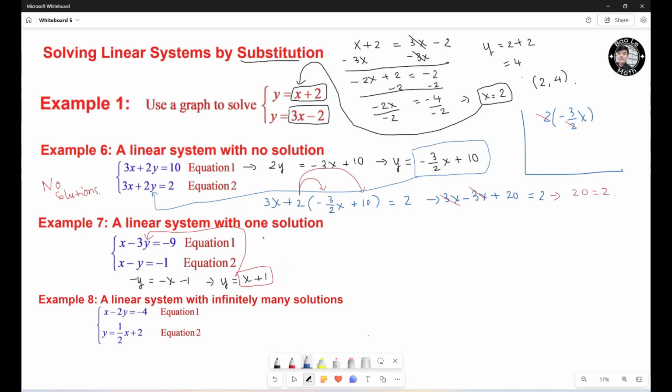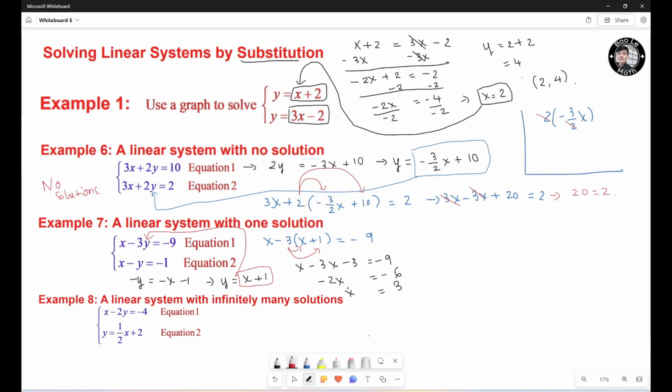Alright, so I end up with x minus 3 times, don't forget parentheses, x plus 1 equals negative 9. Now I need to distribute. So I have x minus 3x minus 3 equals negative 9. x minus 3x is going to be negative 2x. Now negative 3 right here, I add 3 to both sides, so it turns out to be negative 6. Now I divide both sides by negative 2, so x equals 3.